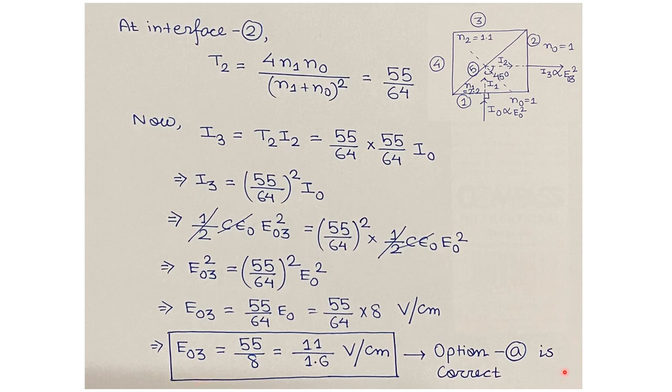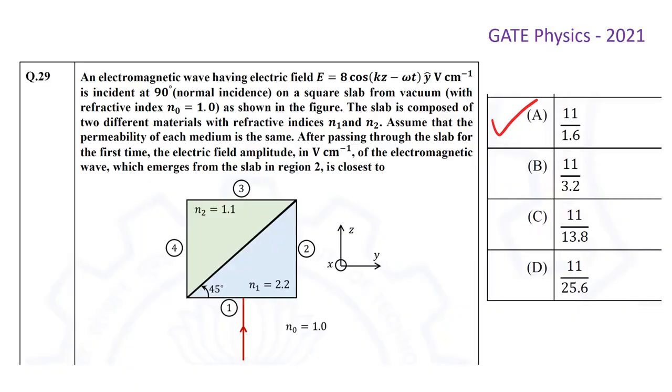So our option A is correct. According to our solution, after passing through the slab for the first time, the electric field amplitude in volt per centimeter of the electromagnetic wave which emerges from the slab in region 2 is closest to 11 by 1.6, that is, option A is the correct answer for our question.